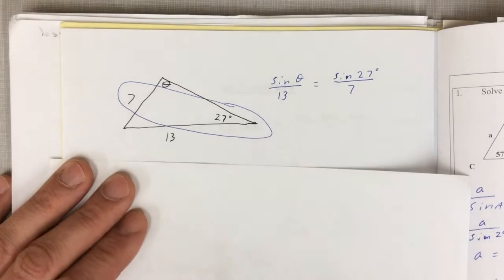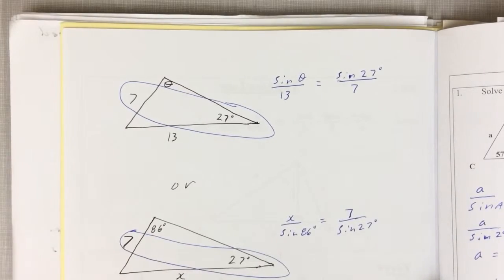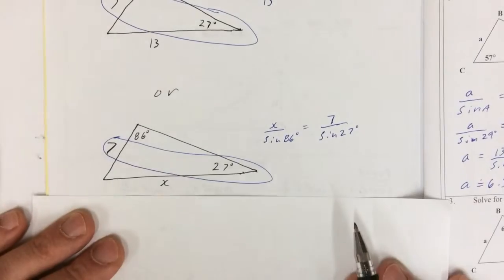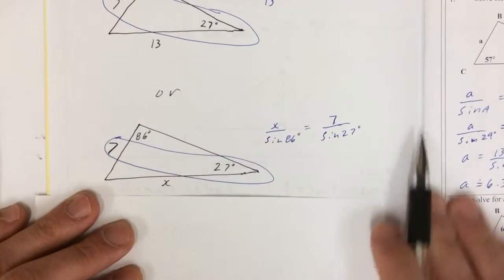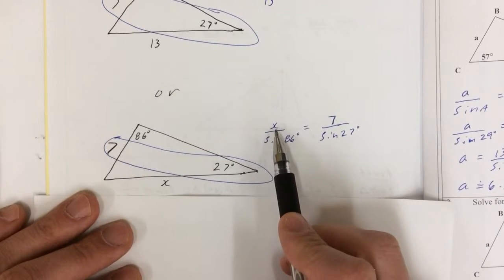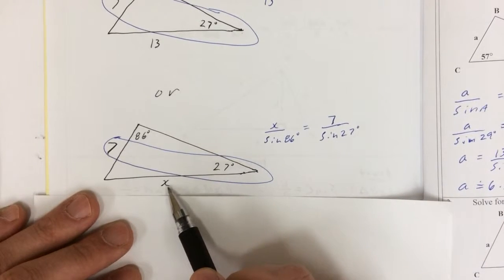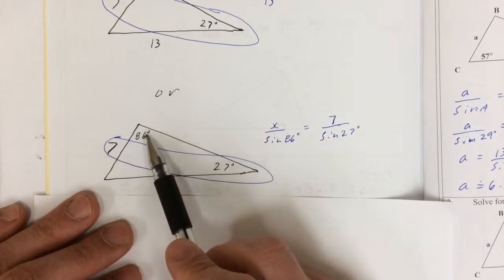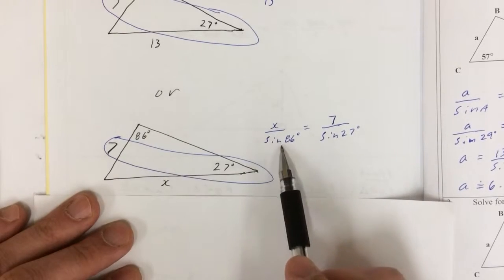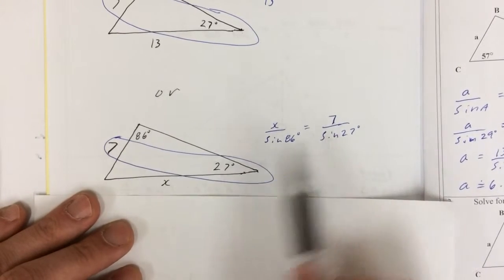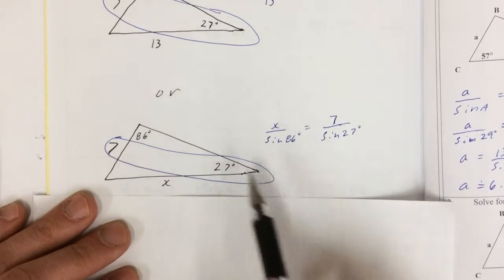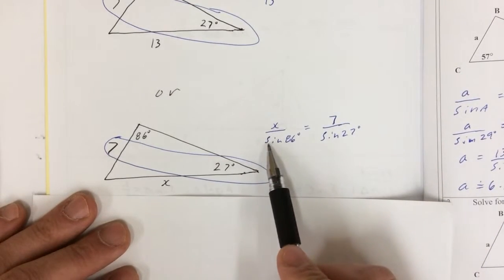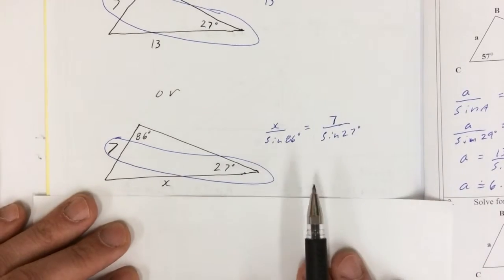And another one would be this: instead of the angle that's unknown, it's the side length. Well, then you can start with the side that's unknown first. So start with x divided by the sine of the angle opposite to it equals the other given information, 7 over sine 27. And then you go ahead and solve that by bringing the sine 86 up here and plug it into your calculator.